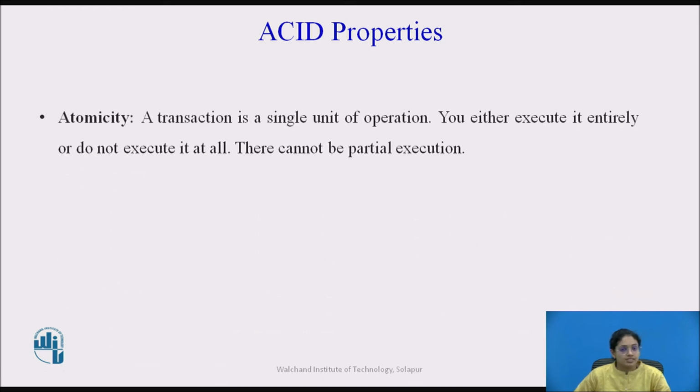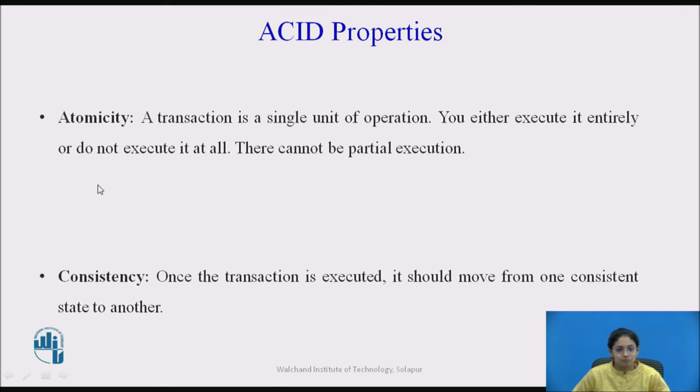First comes atomicity. A transaction is a single unit of operation. You either execute it completely or you don't execute it at all. There is no partial execution of a transaction. So, atomicity means you either do it completely or you don't do it at all. That there is no partial execution of the transaction is referred to as atomicity.